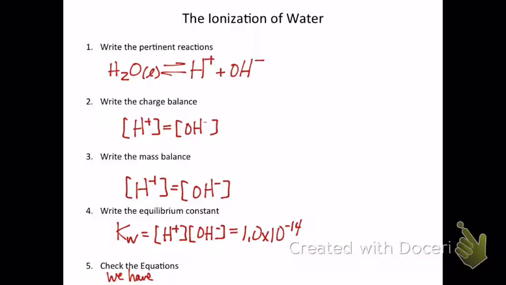And finally, we can check if we have enough equations for the unknowns that we're left with. We have two equations, which are the Kw expression and either our charge balance or our mass balance. We also have just two unknowns, H plus and OH minus. So in this form, we're able to solve for this with the equations we have using the systematic treatment of equilibrium.